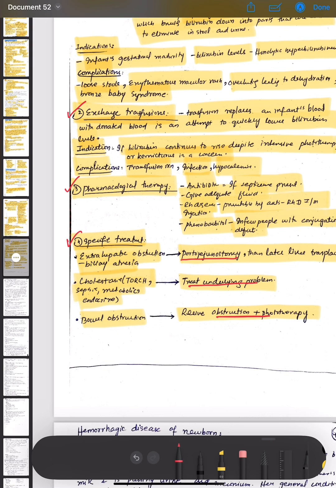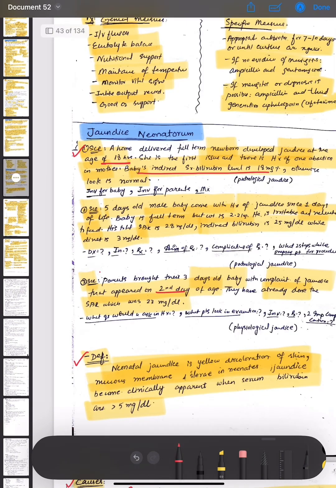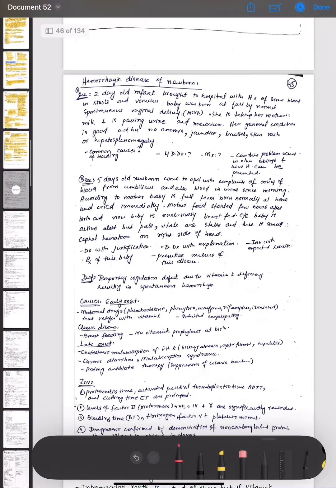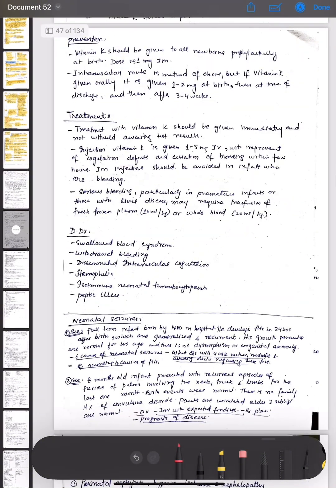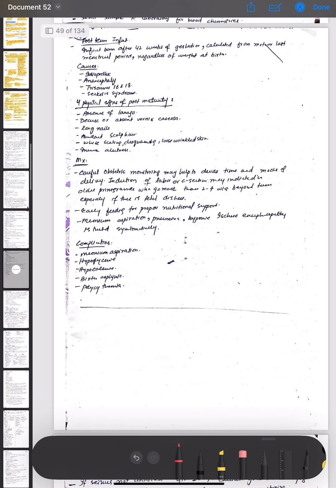So here we have discussed two topics from neonatology, that is neonatal sepsis and jaundice neonatorum. In the next video, we will discuss hemorrhagic disease of the newborn, which is very important, and neonatal seizures. Thanks for watching.